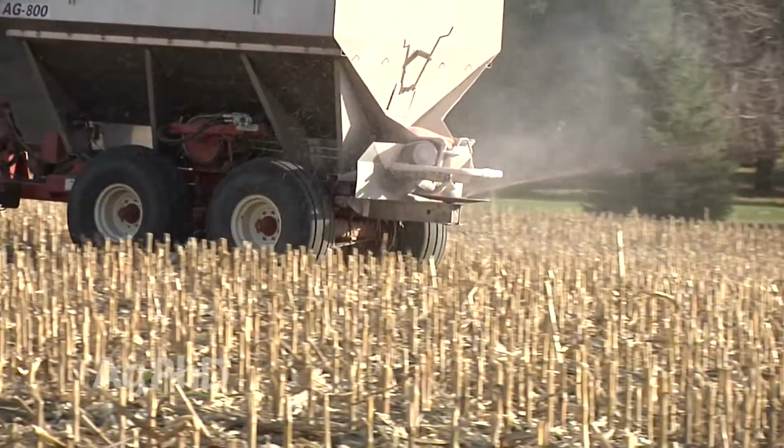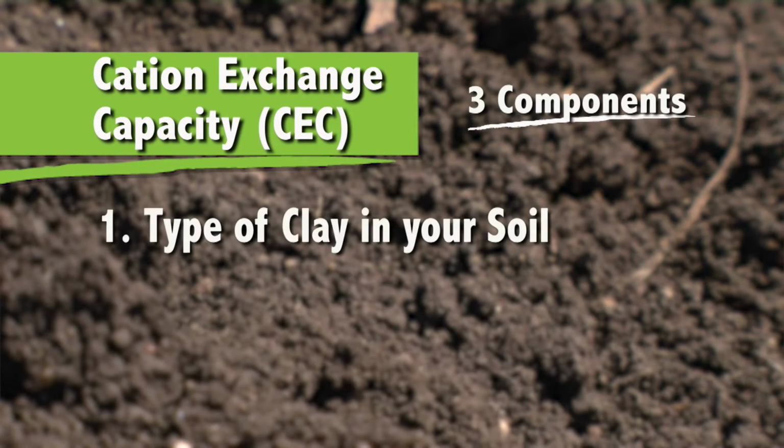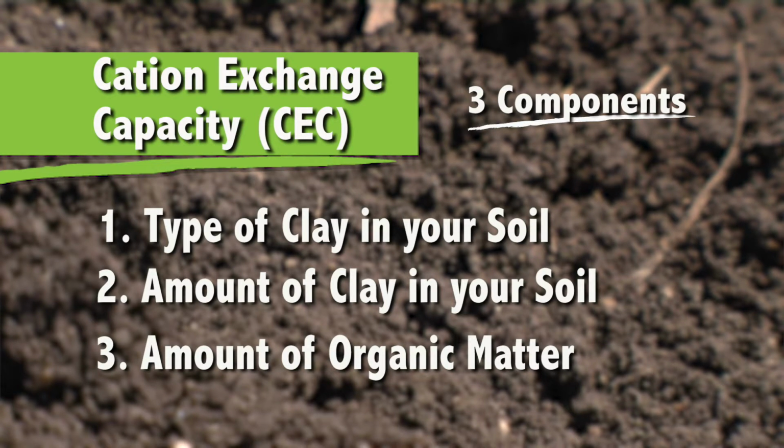If we're going to put nutrients onto a soil, we should know how much it can hold in the first place. With cation exchange capacity, or CEC for short, it's a measurement of the type of clay you have in your soil, the amount of clay you have, and the amount of organic matter. The higher the number, the heavier your soil and or the more organic matter you have. So, for example, if you've got a 20 or greater cation exchange capacity, we would consider that a heavy soil. If you have a 10 or less, we would consider that a light soil, and chances are it has a little bit lower organic matter.